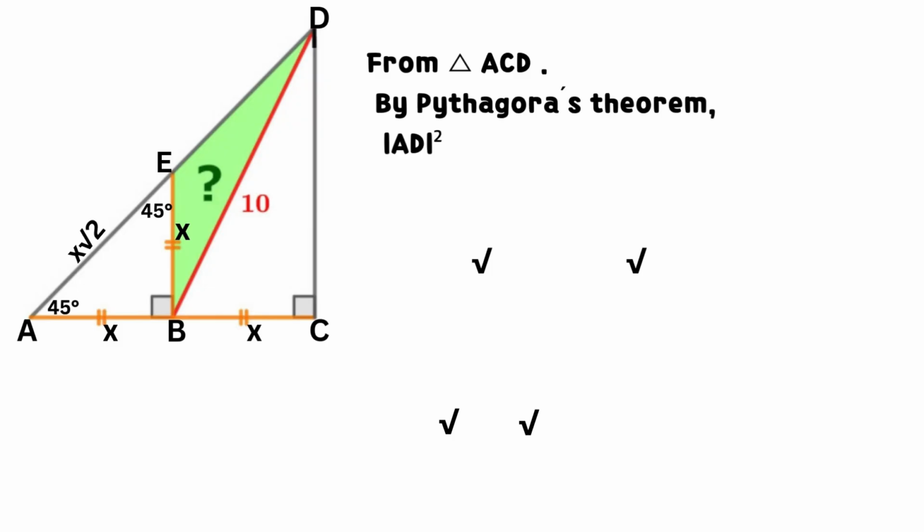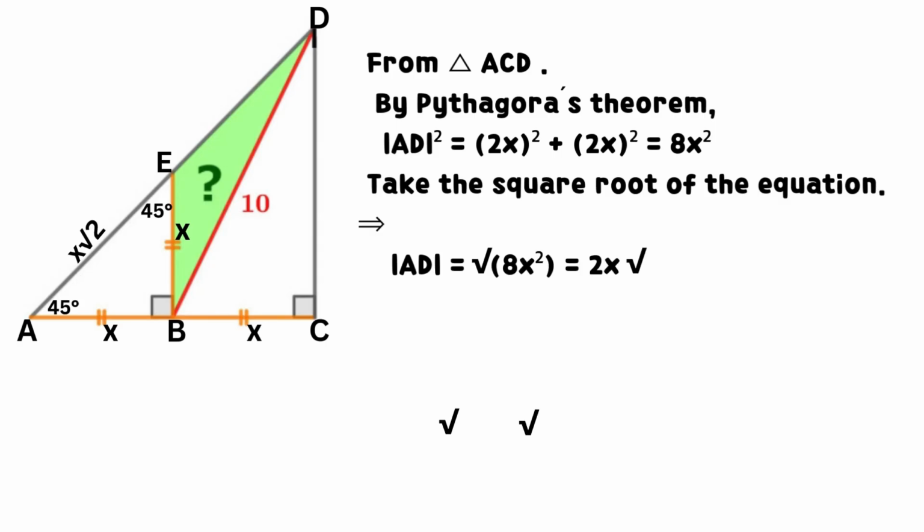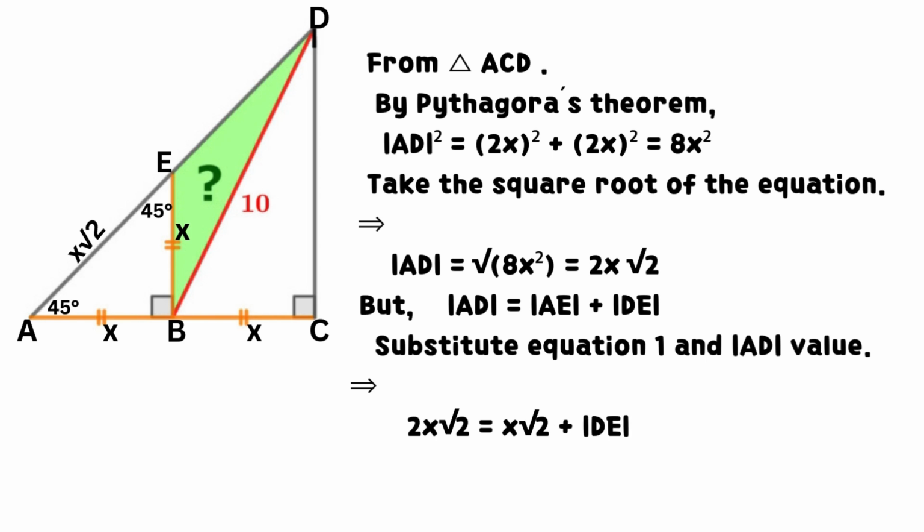From triangle ACD, by Pythagoras' theorem, the square of line AD equals 8 times the square of X, after simplification of substituted values. Take the square root of the equation. It signifies that line AD equals the square root of 8 times the square of X, which equals 2 times X times the square root of 2.